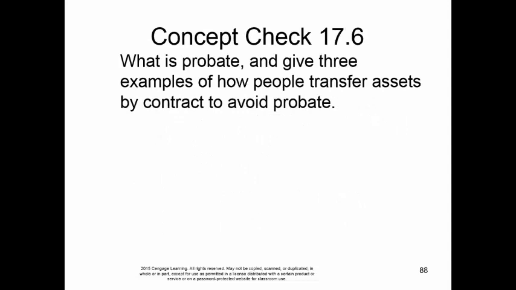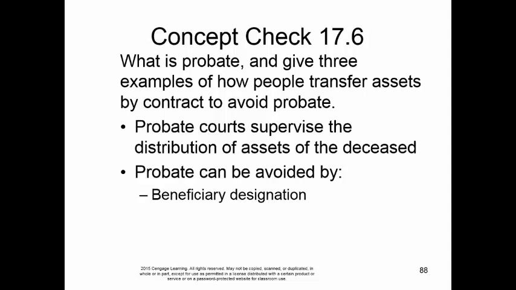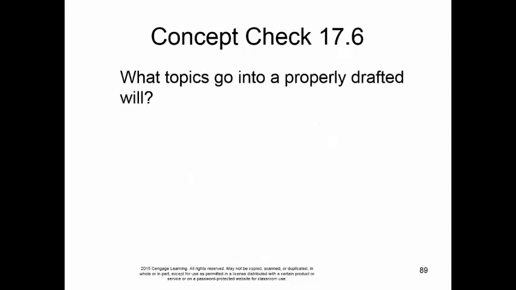Okay, concept check 17.6. What is probate? And give 3 examples of how people transfer assets by contract to avoid probate. Probate courts supervise the distribution of assets of the deceased. Probate can be avoided by beneficiary designation, payable at death contract designation, and joint ownership with rights of survivorship.